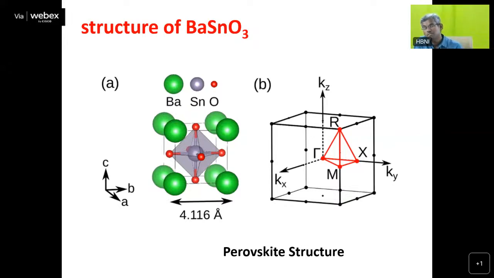But this problem will be there when you have a complex solid with a variety of tin environments, then you will get sidebands from all the tin environments. So then it will be difficult to find out which is the isotropic peak and which are the sidebands.